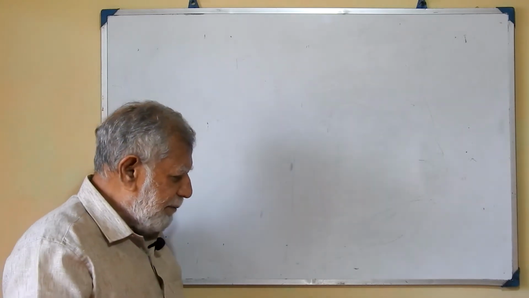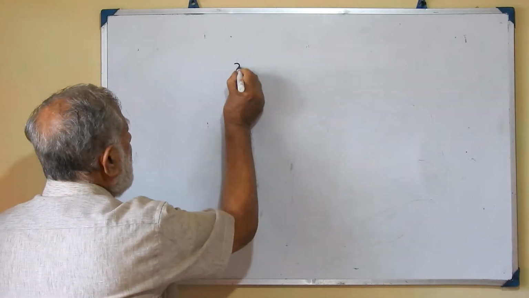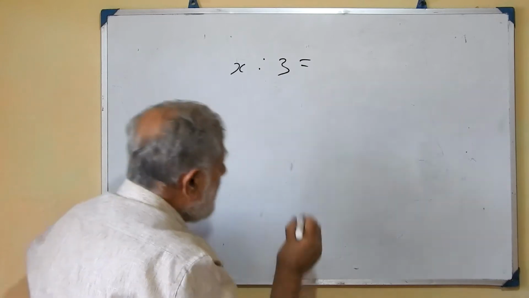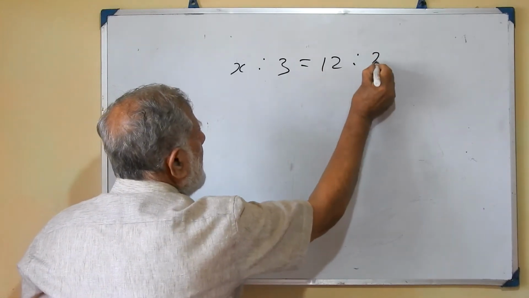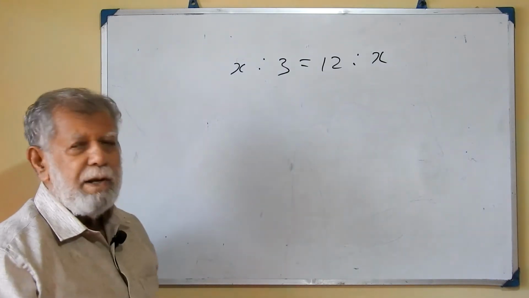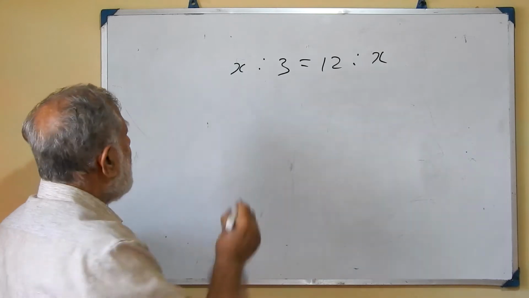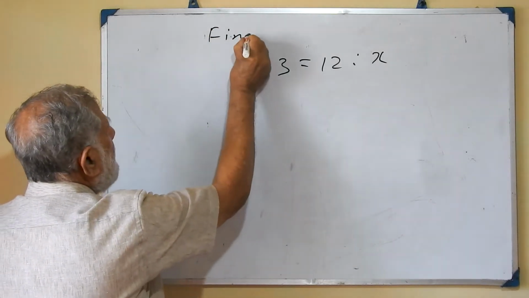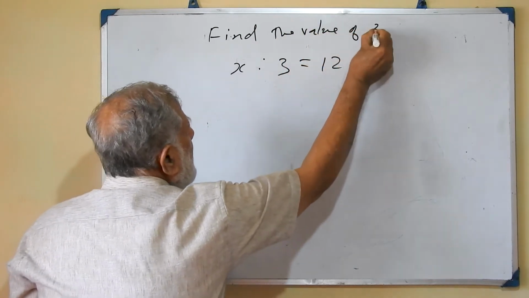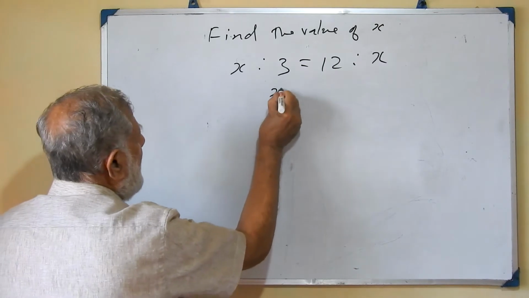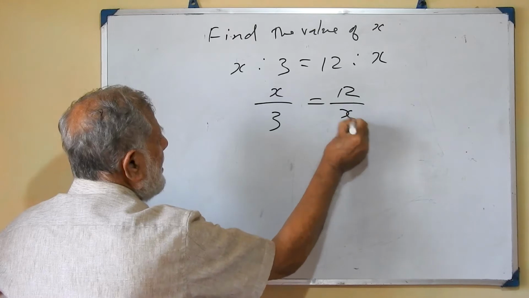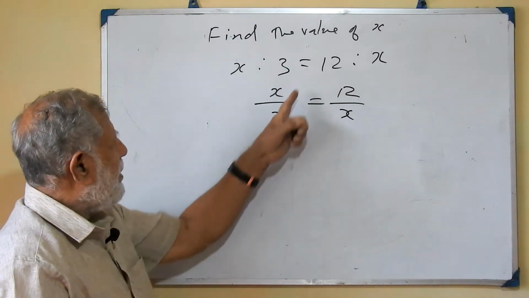So supposing we have a sum like this: x is to 3 is equal to 12 is to x. Now this is a problem on ratios and you have to find the value of x. So what you do is we write this as a fraction. So x upon 3 is equal to 12 upon x.